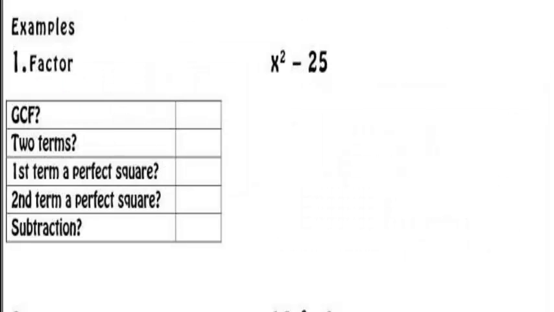Let's have our first example. Do we have a GCF here? x squared minus 25? No, there's no GCF. Do we have two terms? Yes, we have two terms. Is the first term a perfect square? Yes, because the exponent is even. Is the second term a perfect square? Yes, because this one is 5 squared. Do we have a subtraction in between? Yes.